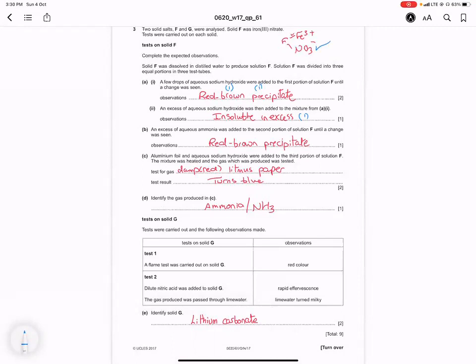If you just write litmus paper, you take the mark, and the result of the test is that it turns blue. Litmus paper turns from red to blue. Identify the gas, of course, it is ammonia.